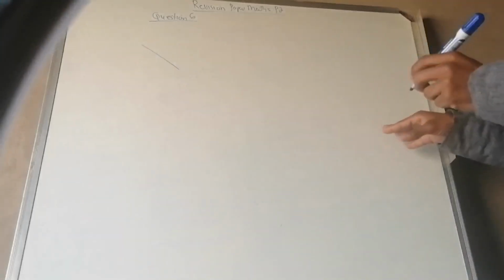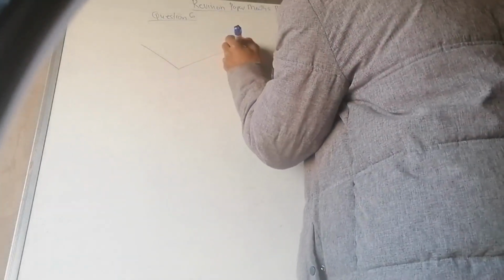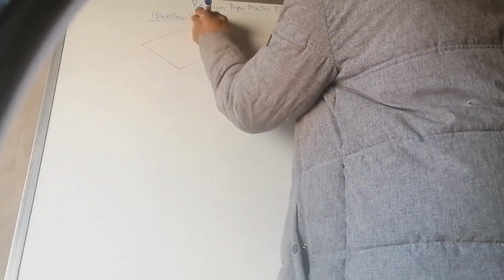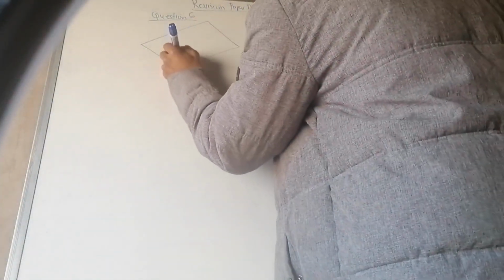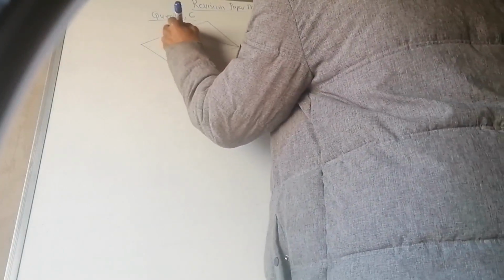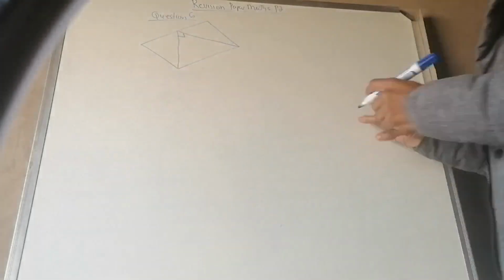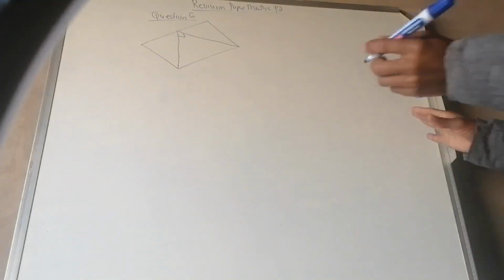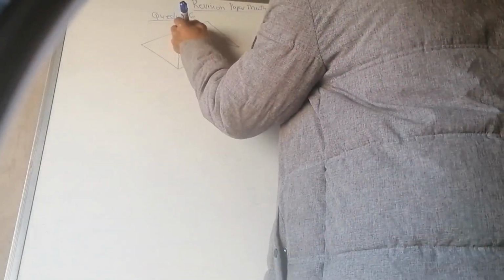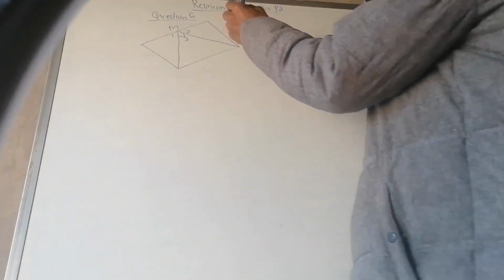Now we are in question 6. And this is a parallelogram. I'm not very good when it comes to drawing, but please assume that this is a parallelogram. Just close your eyes and say, okay, that's fine. We will overlook your drawing and just assume that this is a parallelogram.